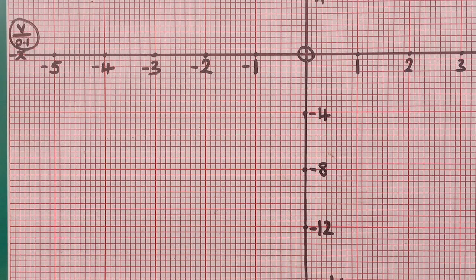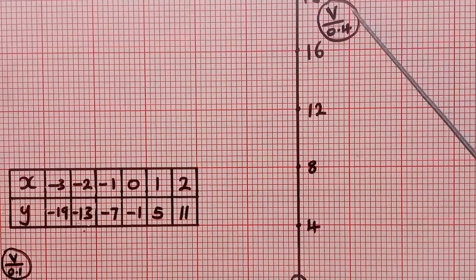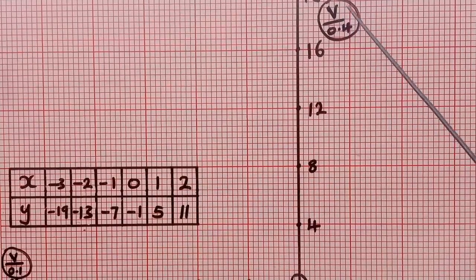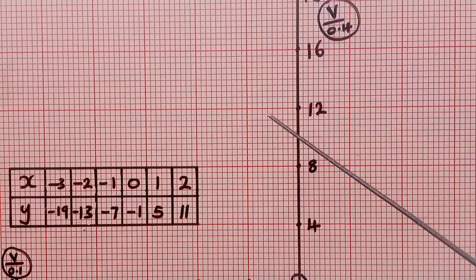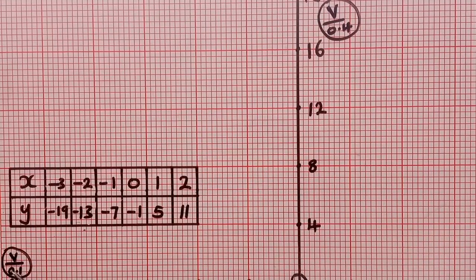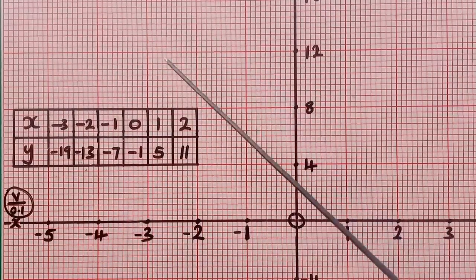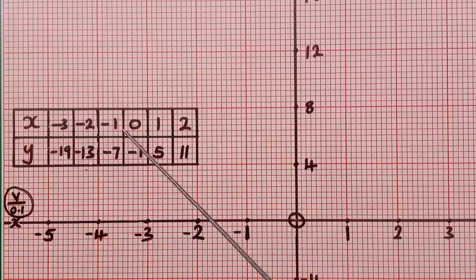The same thing is applicable to the y-axis. You see it at this point, it is v over 0.4 for locating values along this y-axis, and v over 0.1 for locating values along the x-axis. Let's continue. Now, let us locate these values of x along its axis.